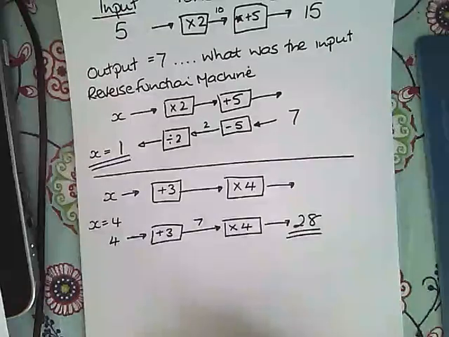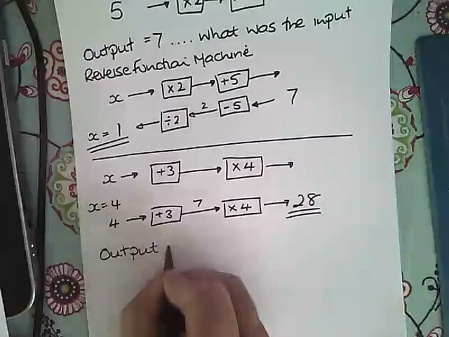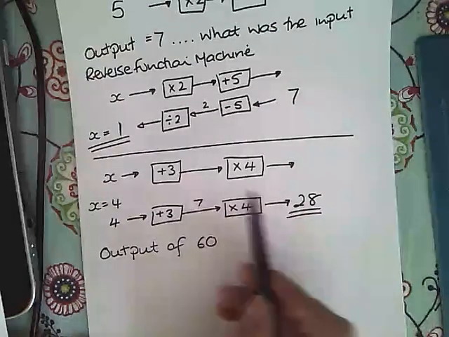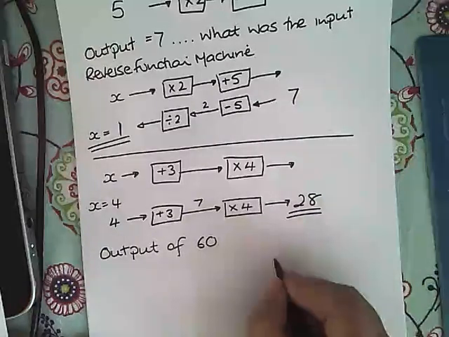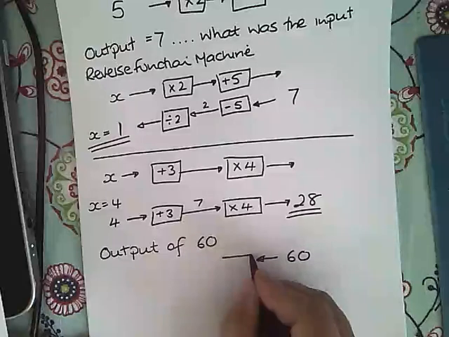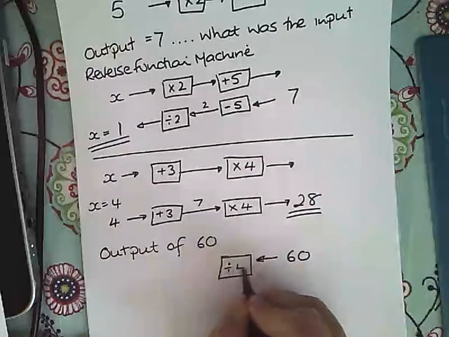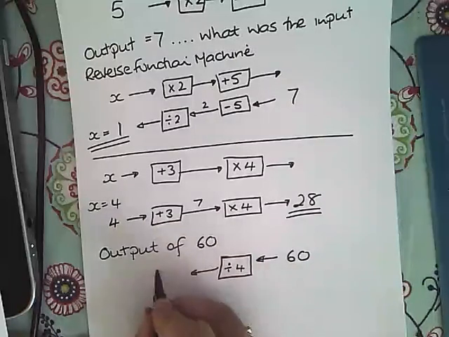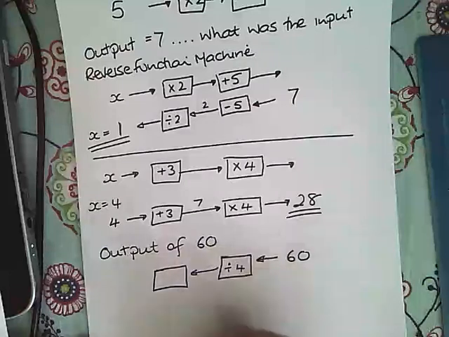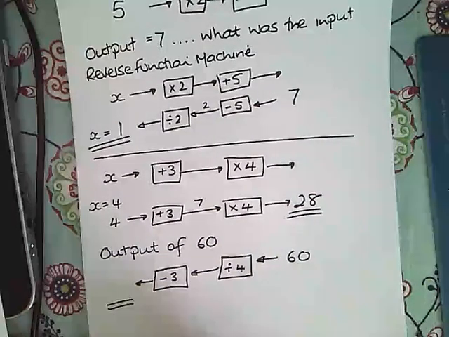Using this same function machine, if I had an output of 60, I want to find the input. So I'm going to write this reverse function machine first of all. So I'm going to put 60 in. I'm going to do the opposite of times by 4, which is divided by 4. And then I'm going to do the opposite of add 3, which is take away 3. And that will give me my answer here, the input.